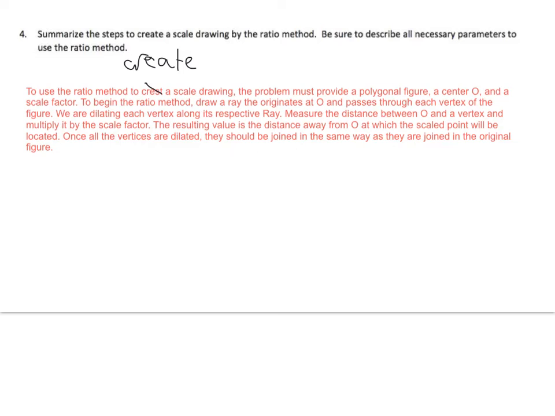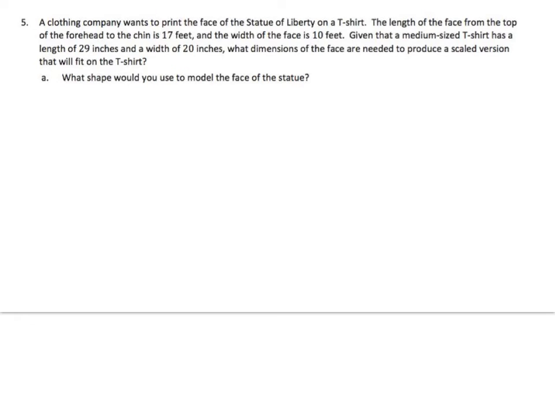A scale drawing: the problem must provide a polygonal figure, a center O, and a scale factor. To begin the ratio method, draw a ray that originates at O and passes through each vertex of the figure. We are dilating each vertex along its respective ray. Measure the distance between O and a vertex and multiply it by the scale factor. The resulting value is the distance away from O at which the scaled point will be located. Once all the vertices are dilated, they should be joined in the same way as they are joined in the original figure. Awesomeness. All right, let's get into a fun problem rather than just drawing stuff.